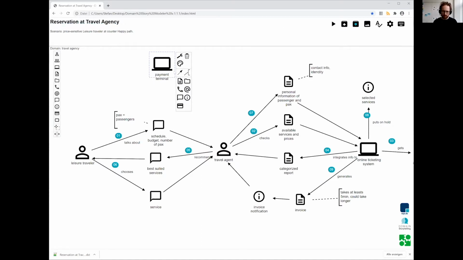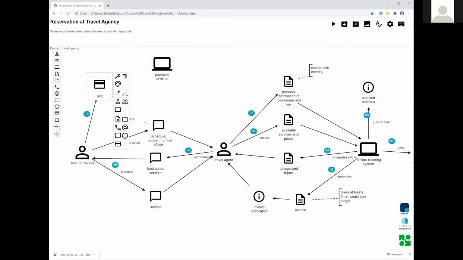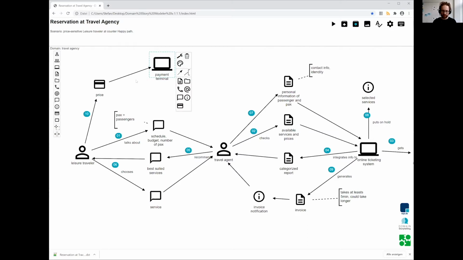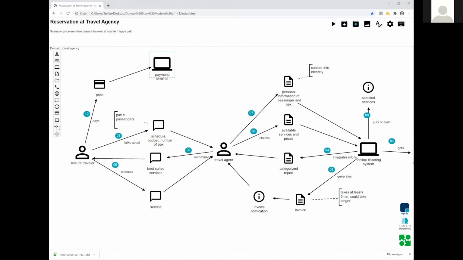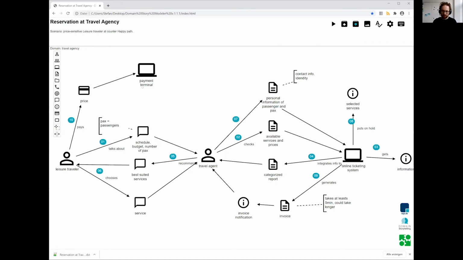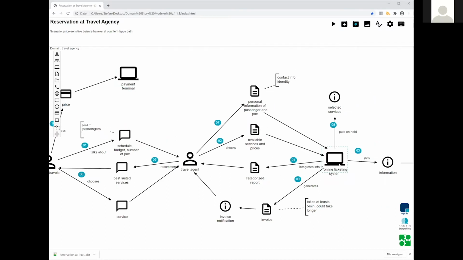Okay. And now the leisure traveler has to pay that price, right? Yeah, pay the price. So that's a credit card icon. So I'm assuming since it's a terminal, it's not a cash payment, it's usually a card payment, right? Yeah, right. After that, the payment terminal sends an acknowledgement to the system. Okay, to the online ticketing system? No, to our system. Yeah, exactly, in our online ticketing system.